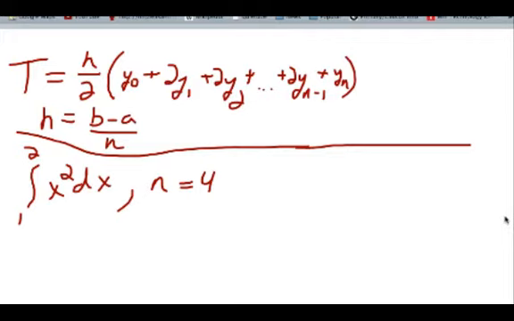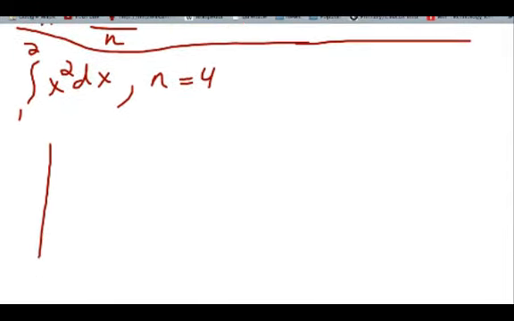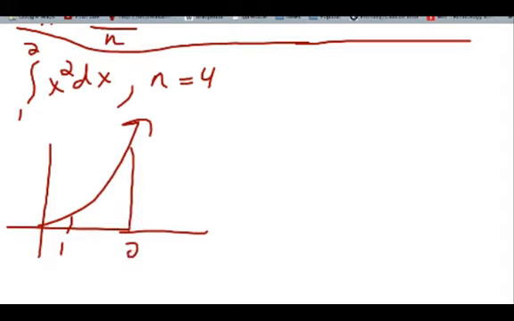Okay, could we do it then? Yeah, we can finish it. So from 1 to 2, 2 subintervals. I don't know if we really need a picture here. I'm going to take the formula away. What we've got is x squared, and we're going from 1 to 2, and we're going to use a bunch of trapezoids.